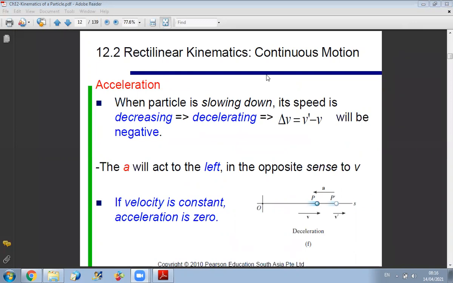When we say that velocity is increasing, we have acceleration. When it's decreasing, it's deceleration. When it's increasing in magnitude, okay? Yes, doctor, do you mean in direction? Yes, I mean V can be negative.